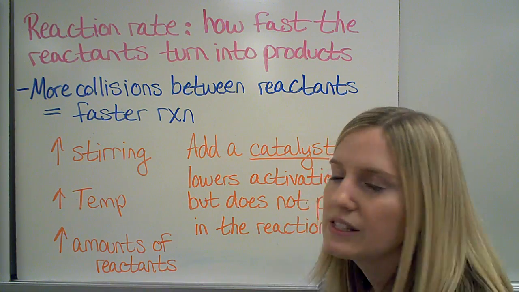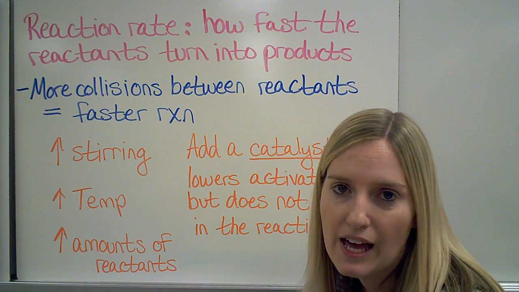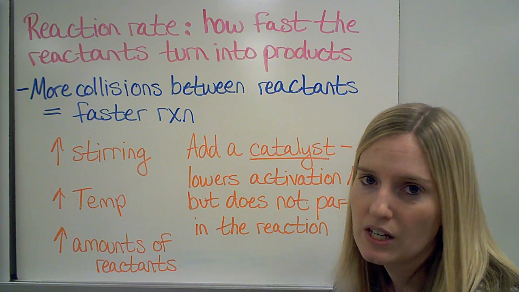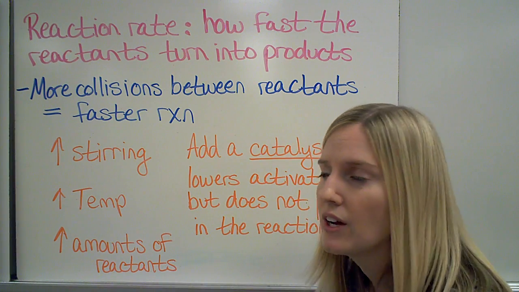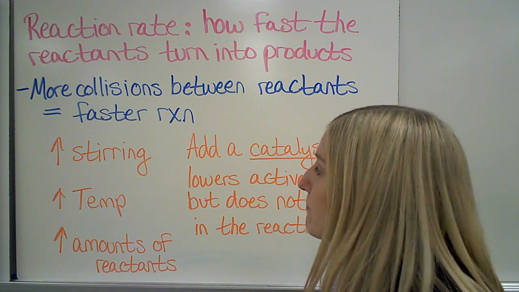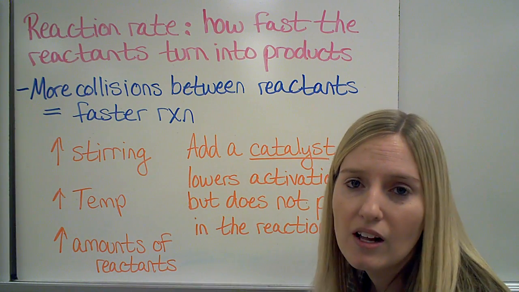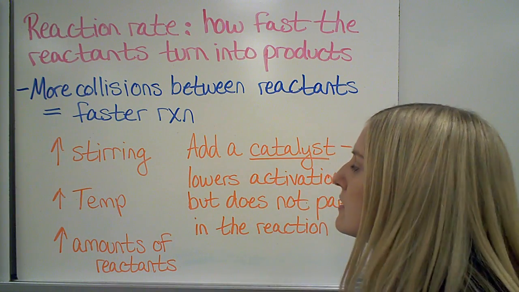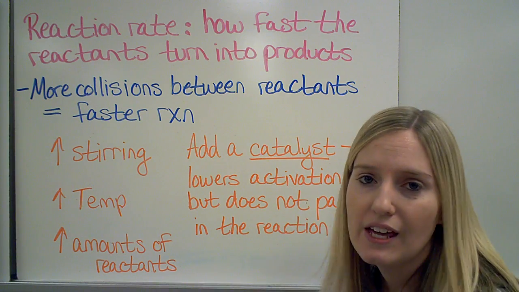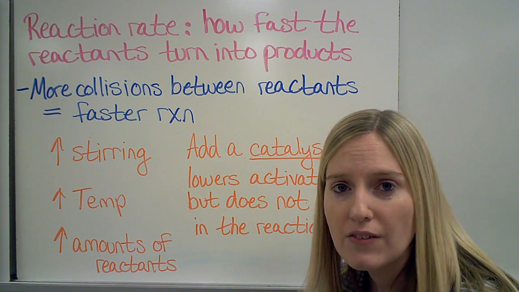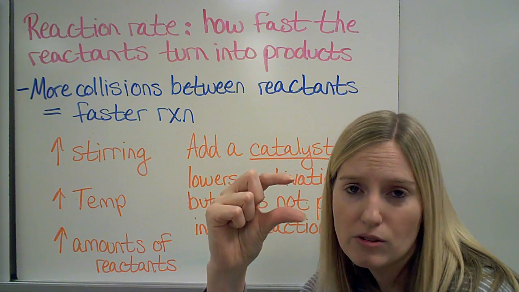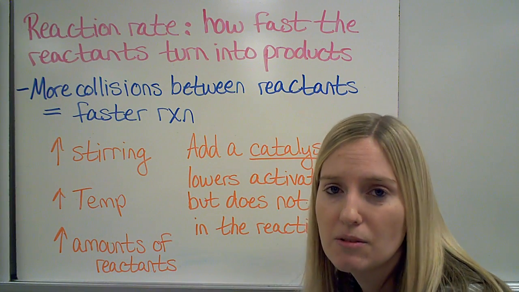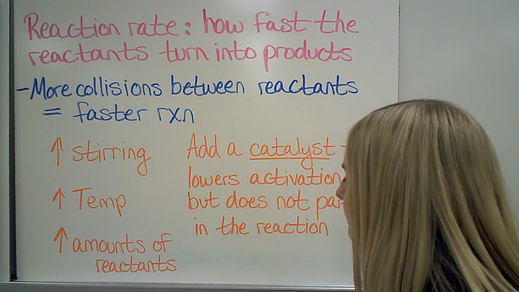You can also increase the amounts that you have for your reactants. So instead of using 5 milliliters of vinegar, maybe you use 10 milliliters of vinegar. That will make it happen faster. And then lastly, you can add what we call a catalyst. A catalyst is going to lower the activation energy. So instead of our hill being this big, maybe the activation energy makes it only this big. So you don't have to put as much energy in to make the reaction get started.